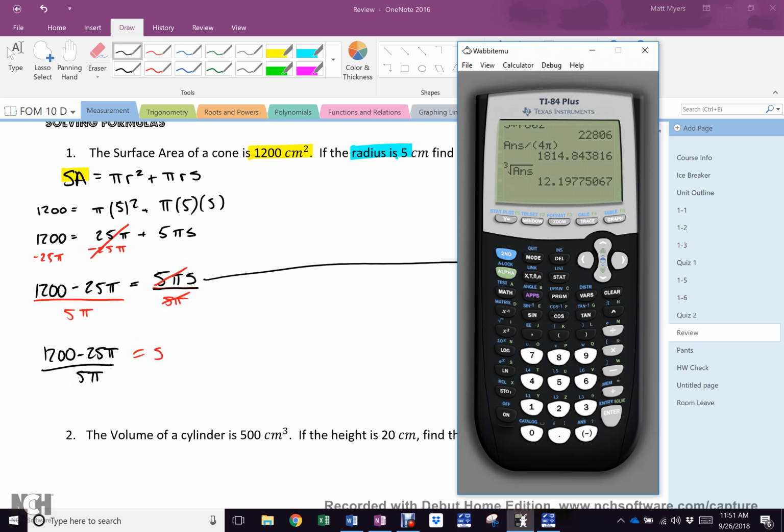Because this has operations in the numerator, you will go bracket 1,200 minus 25 pi. Now some of you need to push times pi there. Divided by bracket 5 pi. You will close brackets. Equals 71.4.